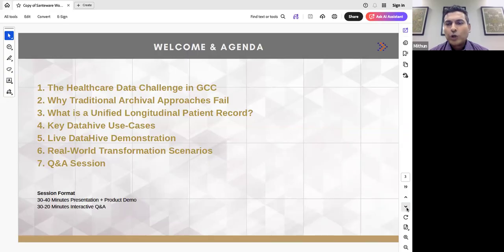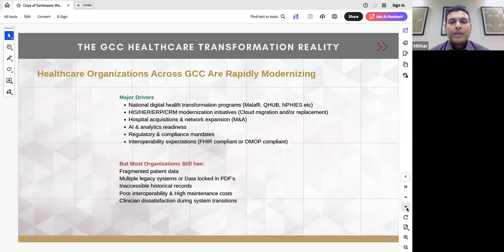And the agenda for today is going to be very short and sweet, very focused on the GCC region. The healthcare data challenges, what are they, and what we think are the need of the hour, why traditional archival approaches fail, and what are the different types of traditional archival that some of the organizations deploy even in this age. What is the unified patient longitudinal record? So we are going to define what a unified longitudinal patient record is and how we achieve it using the Data Hive platform. Some of the key Data Hive use cases would help you relate to how the data has to be consolidated to create a unified patient longitudinal record and all the different benefits that it provides to the organization. And then followed by a live Data Hive demonstration, and then, of course, real world transformation scenarios. So without wasting further time, I just want to deep dive into this session. Again, if you have any question while I'm presenting this slide, please feel free to put them in the chat.